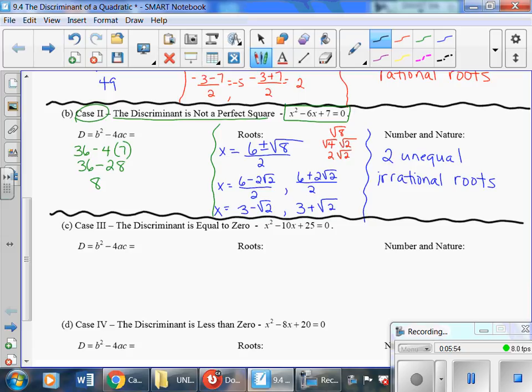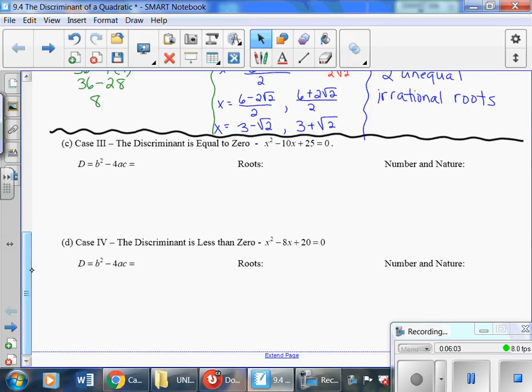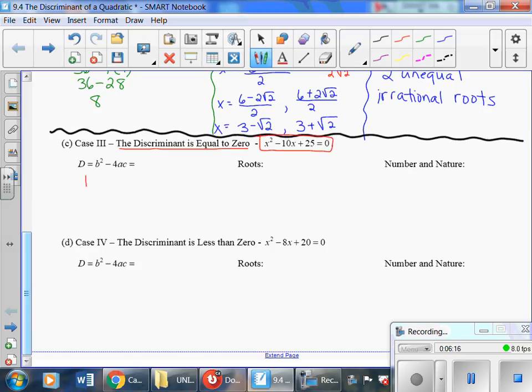So that was our case 2. Case 3, the discriminant is equal to 0. So here the discriminant is equal to 0, and they're going to use this example here. So b squared is 100 minus 4 times a times c, which is 100 minus 100, which of course is 0.